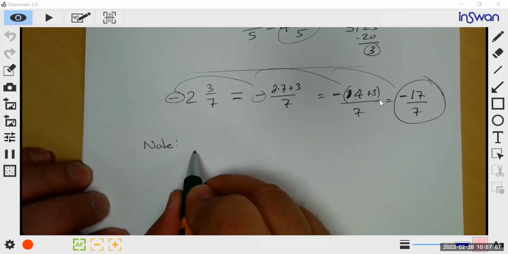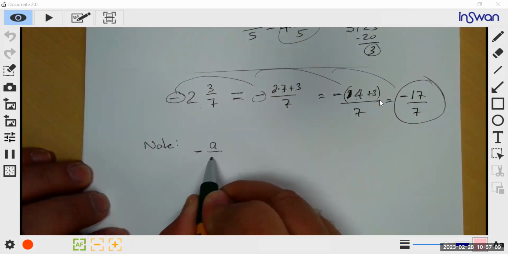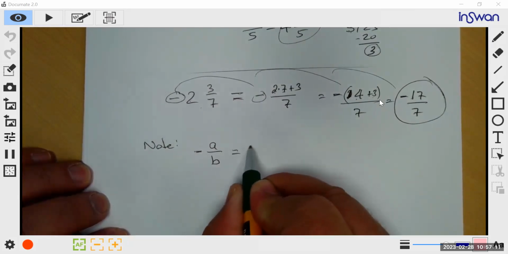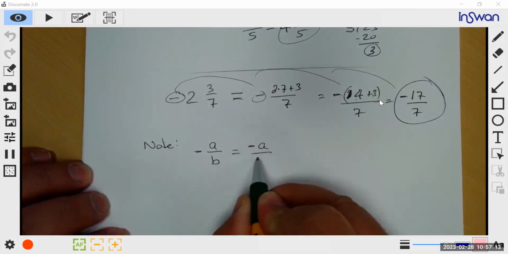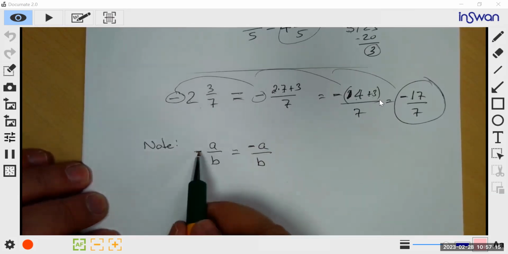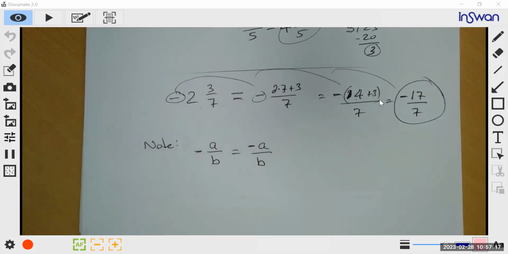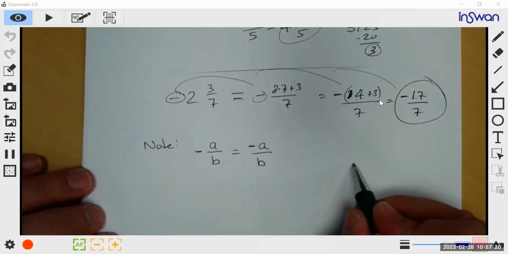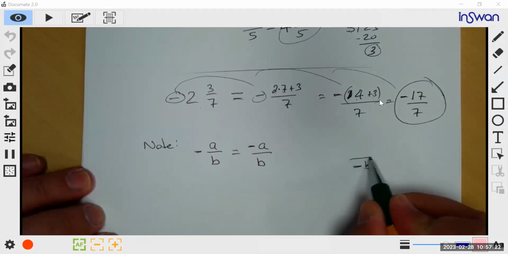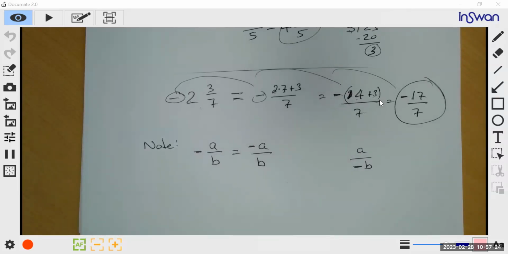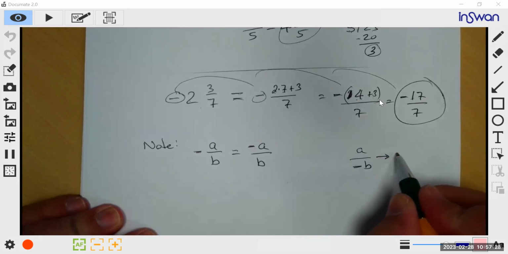With fractions, the negative will go out either in front of the whole thing or with the top number. You never want to have it on the bottom number. If you have it on the bottom number, move it to the top.